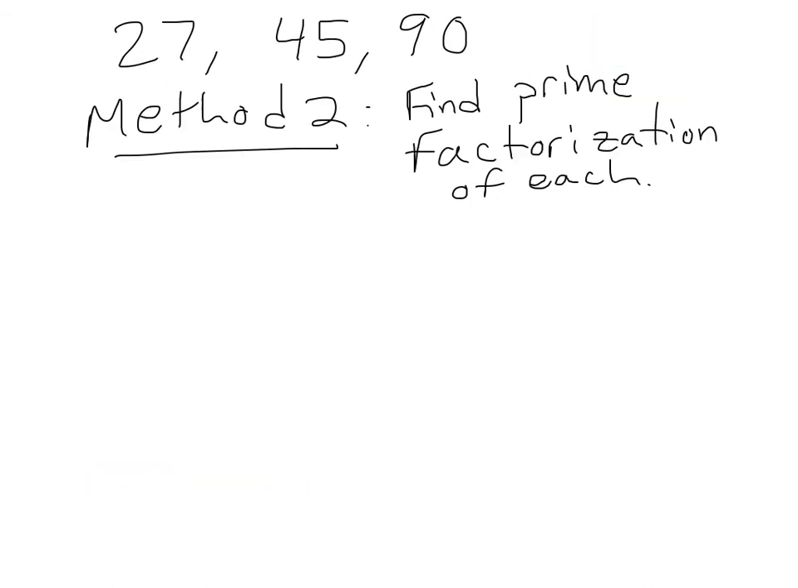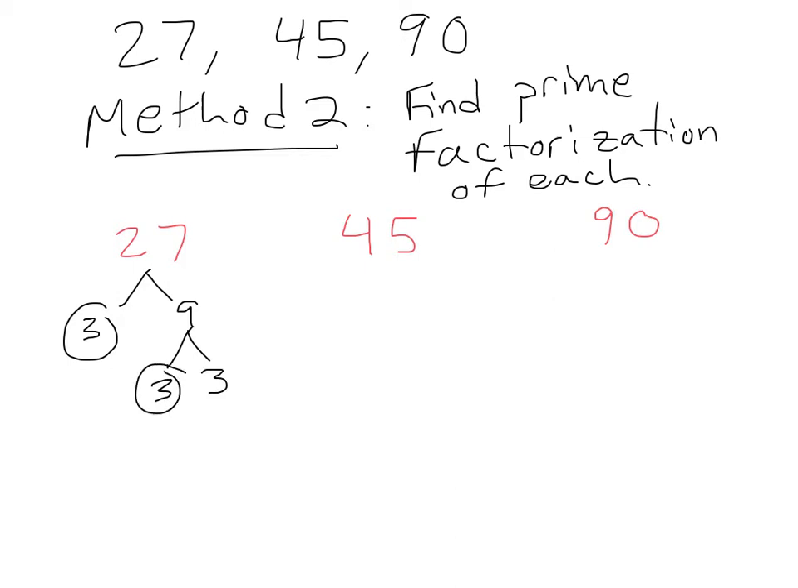Method 2 requires us to find the prime factorization of each of the numbers, but is also the easiest of the two methods. Let's look. 3 with 9, this is prime, so circle it. 3 with 3, so prime, let's circle it. Here we go, on the search for prime numbers. We can split this up into 5 and 9 if we wanted to, where 5 is a prime number. 9 can be split into 3 and 3.